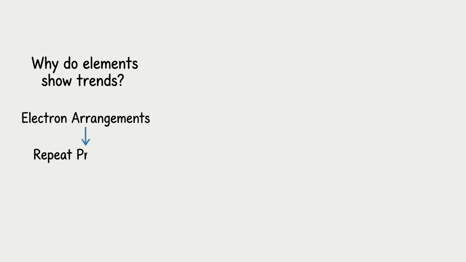Why do elements show trends in the periodic table? It all comes down to how electrons are arranged in atoms, and how those arrangements repeat in a predictable way as you move across or down the table. Let's start with the basics.